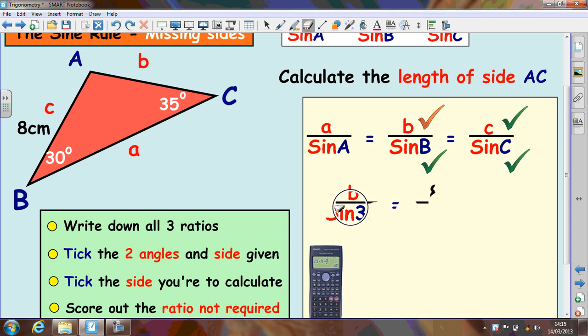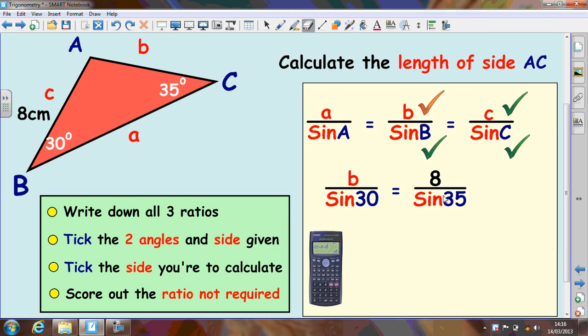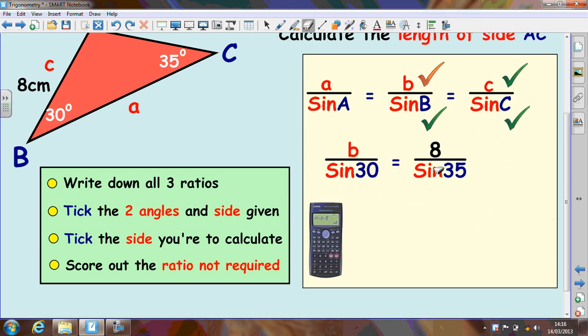So we'll write it out as b over sine 30, because we don't know what b is, but we know what sine of B is, it's the sine of 30 from the diagram. And we know what c is, from the diagram it's 8, so we can write 8 all over sine of 35. So we have a situation here where we have three lots of numbers and one unknown. We have to try and get this b.